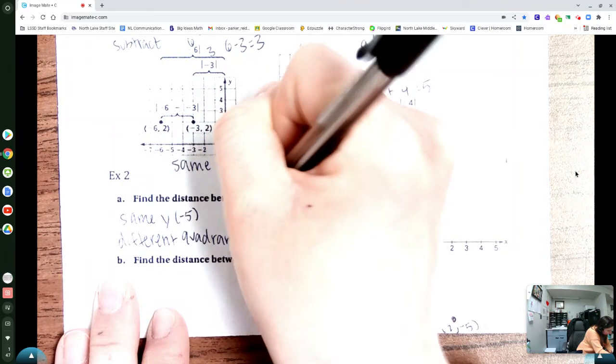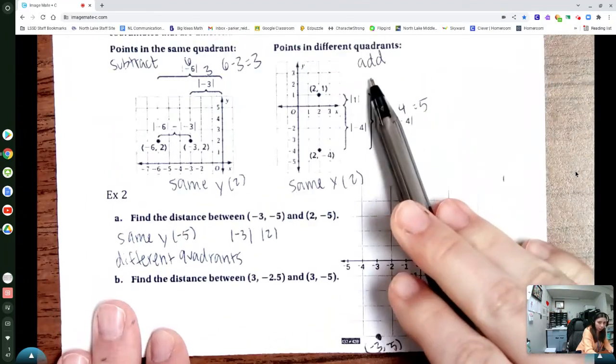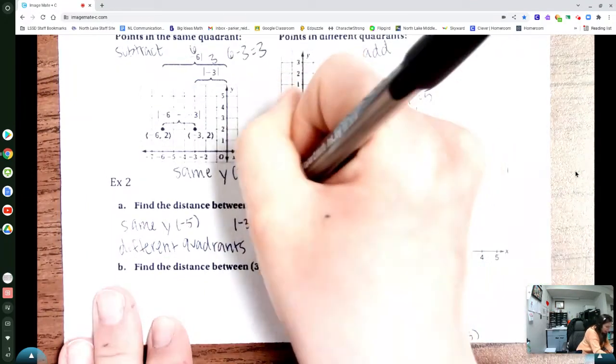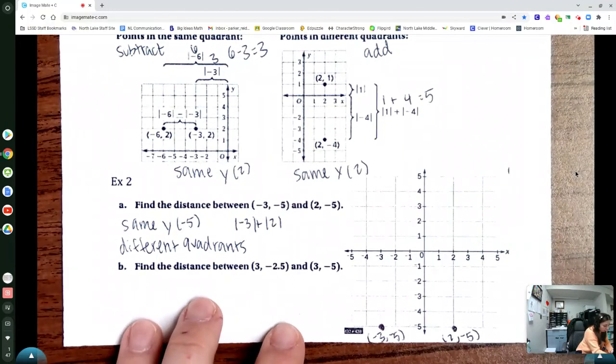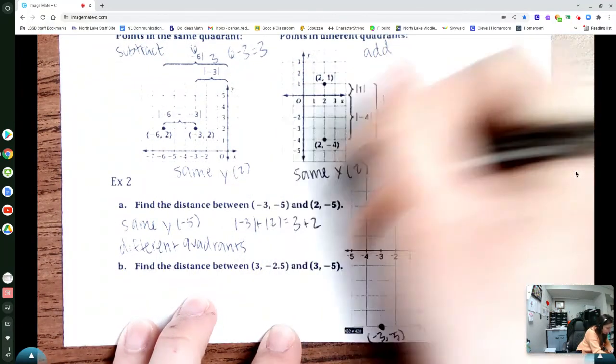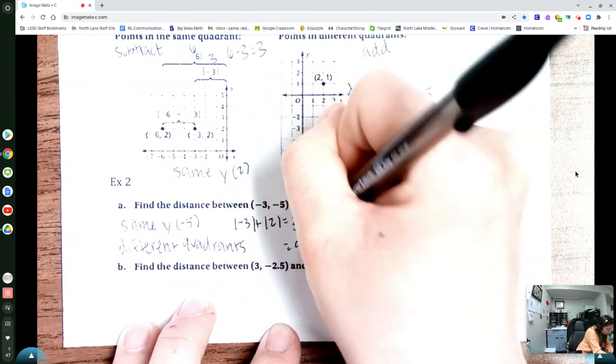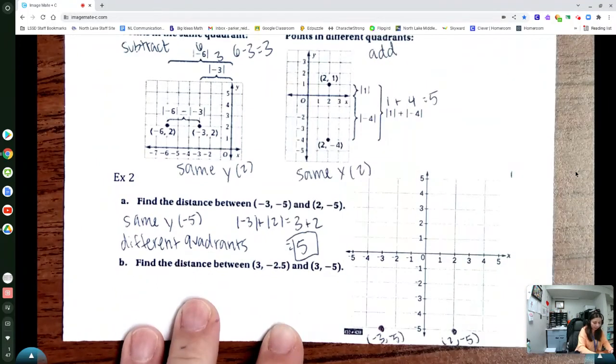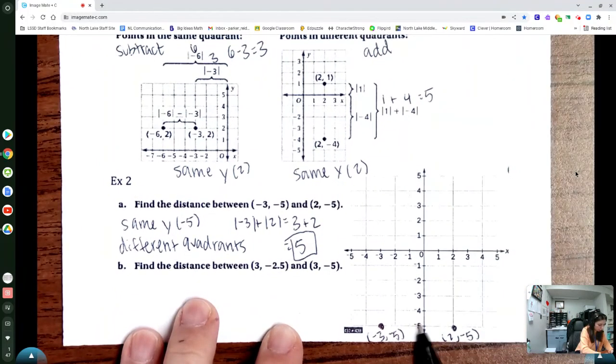Therefore, I am going to add them because in different quadrants it says to add. So I'm going to add the absolute value of their x values. So the absolute value of -3 is 3. Absolute value of 2 is 2. 3 plus 2, we get 5. The distance between these points is 5. And we can count that here. 1, 2, 3, 4, 5.